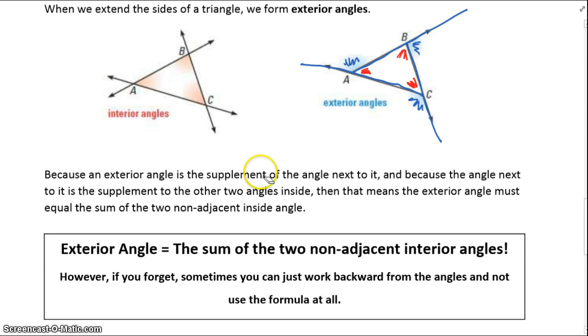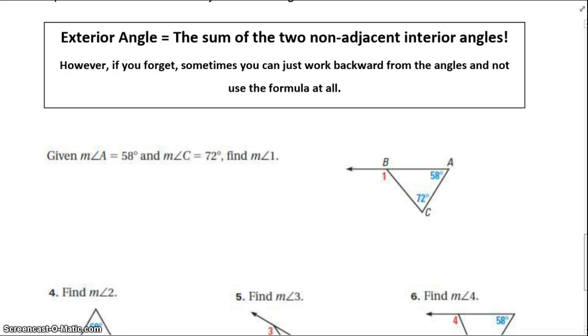A lot of students, by the way, think through it that way instead of just using the exterior angle formula. So let's go down here. Look at your picture. First figure out where the exterior angle is, and it's right here. It's this one that's extended out. Using the exterior angle formula, angle 1 equals the sum of these two angles here. So 58 plus 72, and when you add these up, you get 130 degrees.